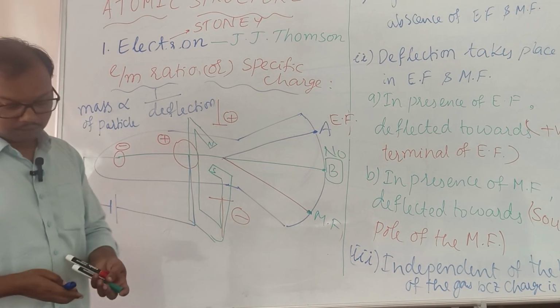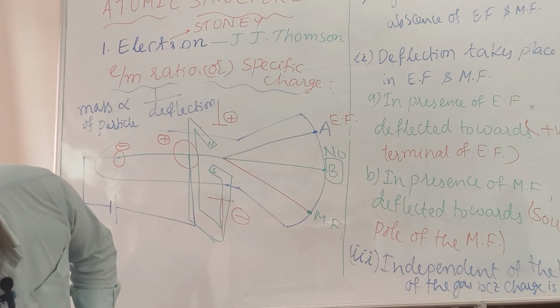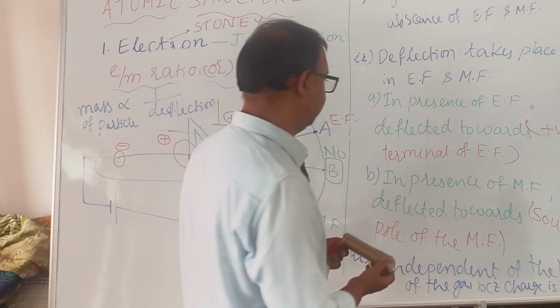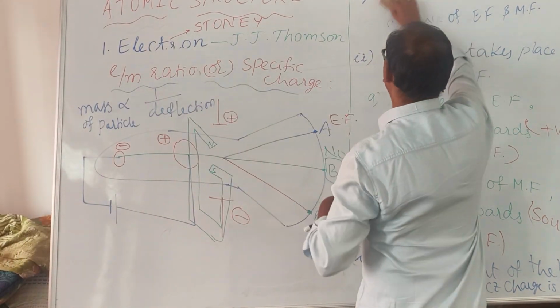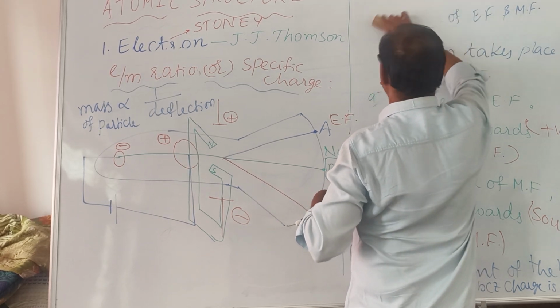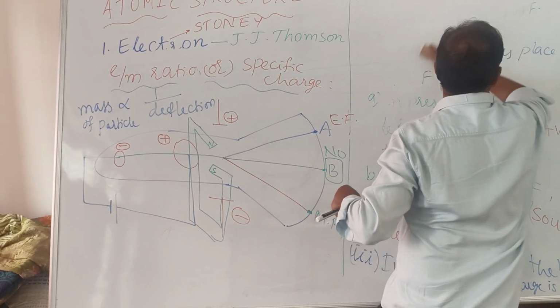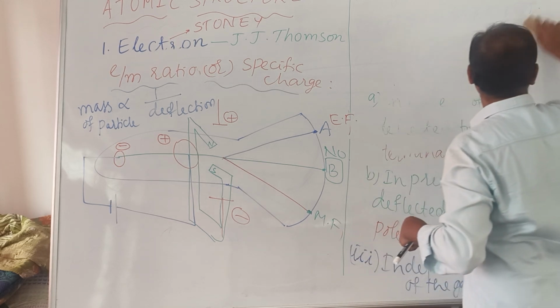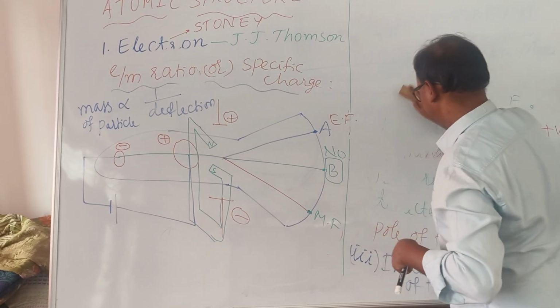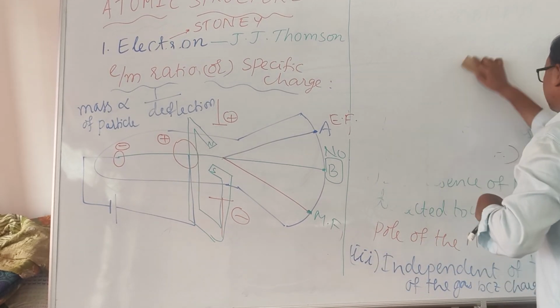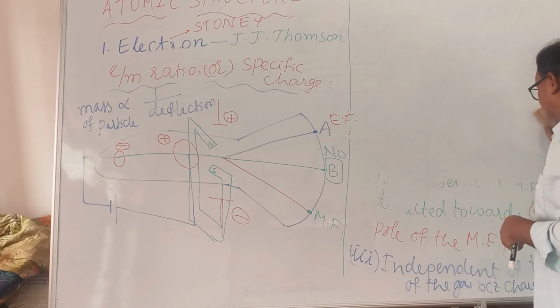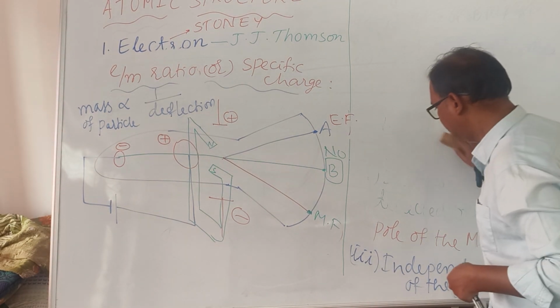By using this, what he did was, he was able to find out the e by m ratio, or we can call it the specific charge. He was able to determine the specific charge. Let us see that. Specific charge, how much? He was able to determine it experimentally by using this.